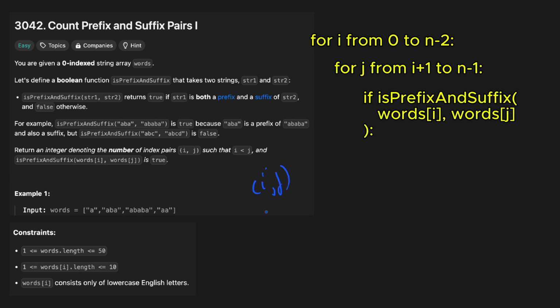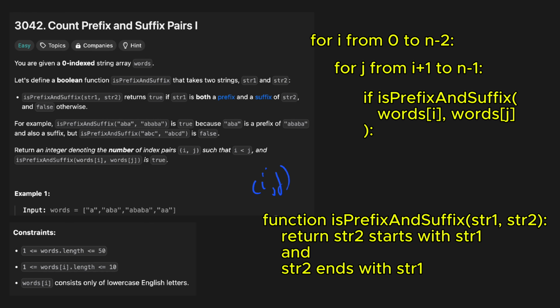And how can we write that? We can just pass in two strings to isPrefixAndSuffix, say string 1 and string 2, like described in the problem, and check if string 2 starts and ends with string 1. If that is the case, then we will return true, and we will count and return the number of such valid pairs. The time complexity of this approach is O of n square into L, where n is the number of words and L is the average length of those words.